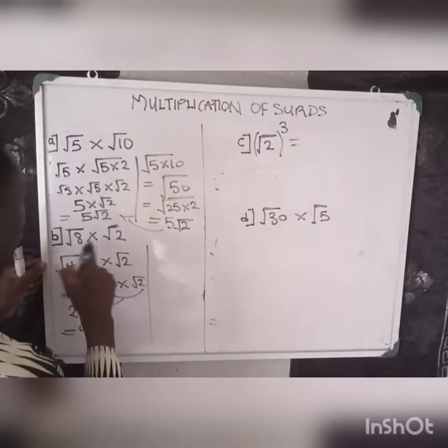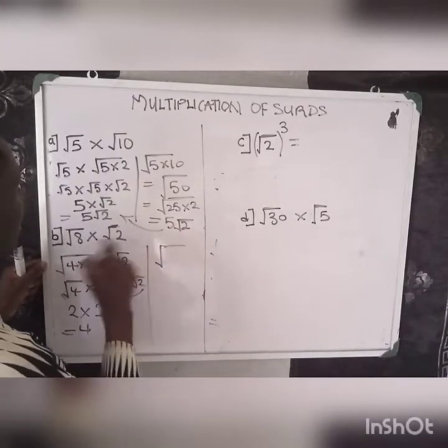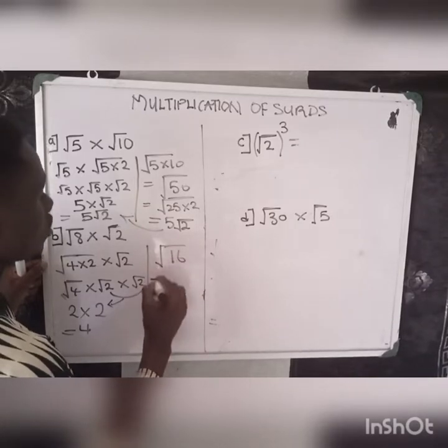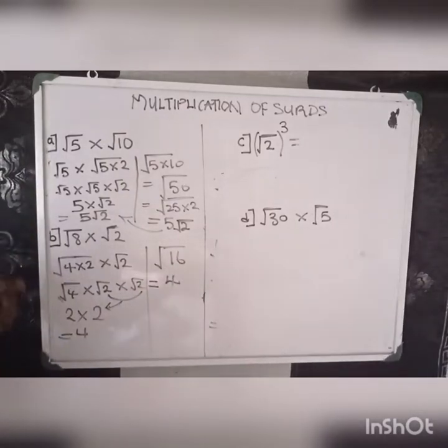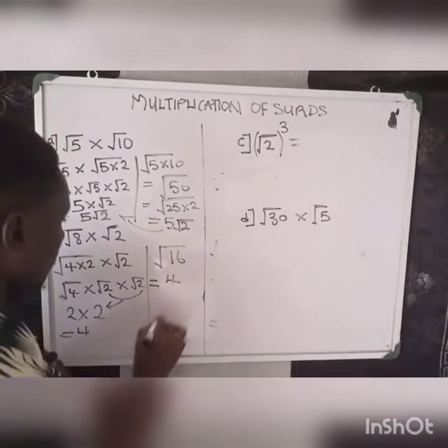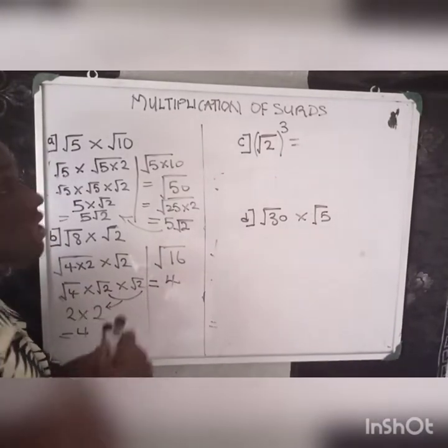Or we solve it this way, we multiply straight: 8 times 2 is 16. Square root of 16 is what? 4. We've gotten our answer. No matter the method you use, you must arrive at the same answer.